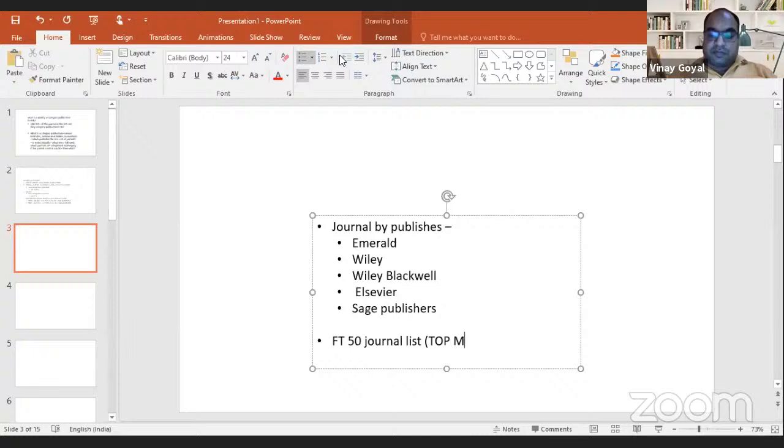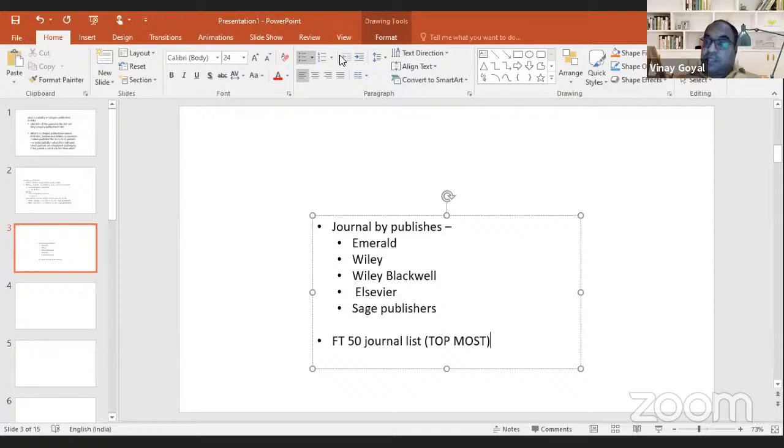So if you have one publication in the FT50 journal list, you are as equal as a Nobel laureate. It is a top quality journals list of the top 50 journals of the world. Now there are some journals which are in FT50, also A star in ABDC and 4 in ABS. Right, everywhere they are top.